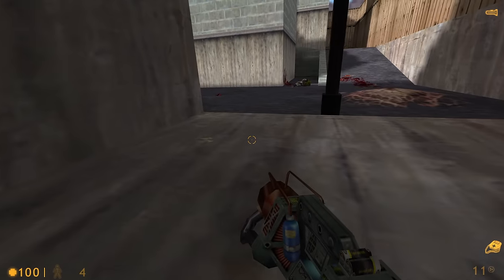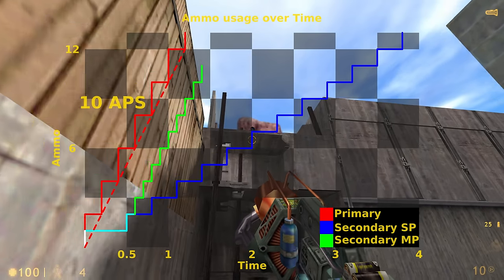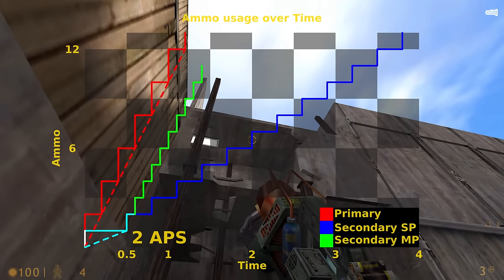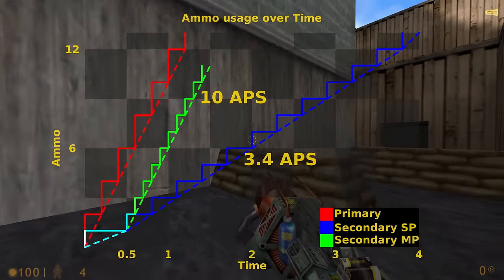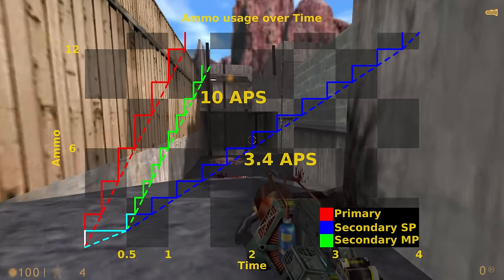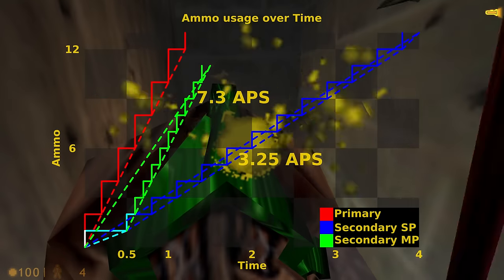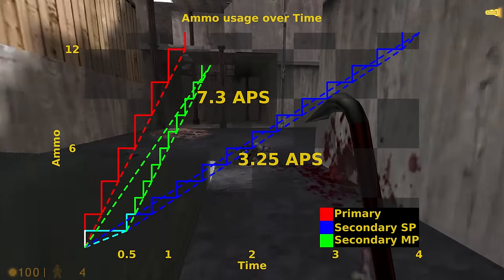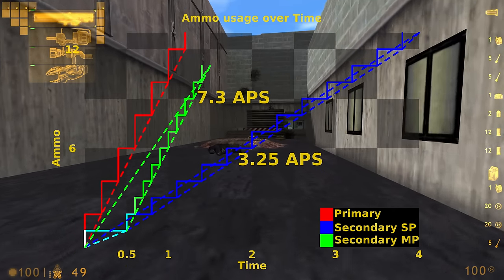It helps to look at these numbers in ammo per second. The primary fire uses 10 ammo per second. The initial half second of the secondary charge uses 2 ammo per second. The voluntary portion of the charge uses approximately 3.4 ammo per second in single player and 10 ammo per second in multiplayer. If we consider both parts of the charge together, it's 3.25 ammo per second in single player and 7.3 repeating ammo per second in multiplayer.